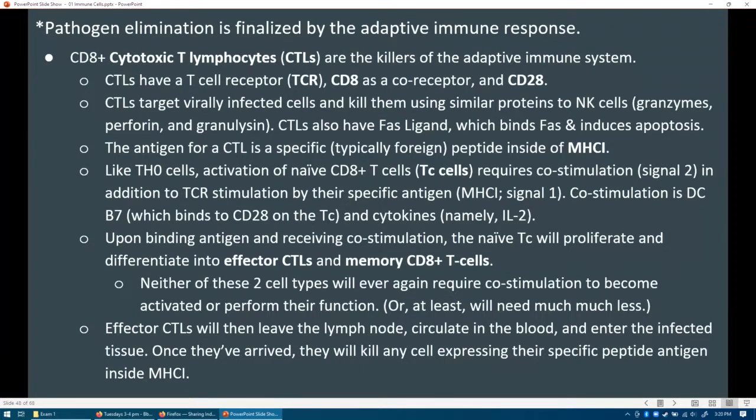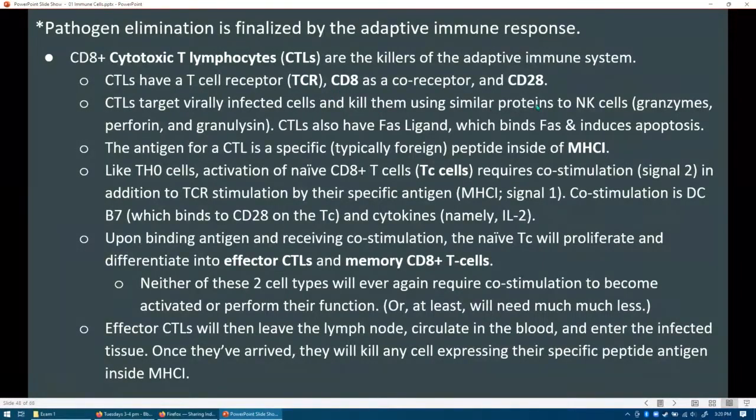Okay. CTLs, their job is to target virally infected cells, and when they find a virally infected cell that has MHC1 with a viral peptide loaded into it on the surface, they say, hey, you are infected with a virus that I know to have caused trouble for a dendritic cell that activated me way back in the lymph node. Therefore, you are infected with this virus, so I'm going to have to kill you.